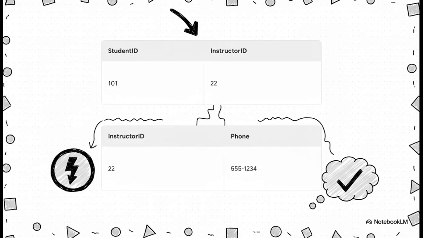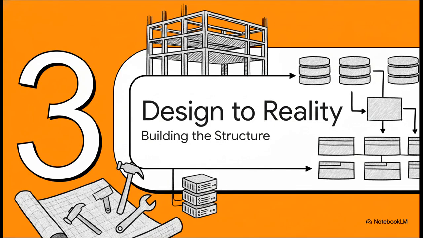And you can probably guess the solution by now, can't you? We split the table again. We just create a separate instructors table to hold that information. And the payoff is huge and immediately obvious. If an instructor gets a new phone number, you change it in exactly one spot, the instructors table, and that update is instantly correct for everyone, everywhere. No more inconsistencies.